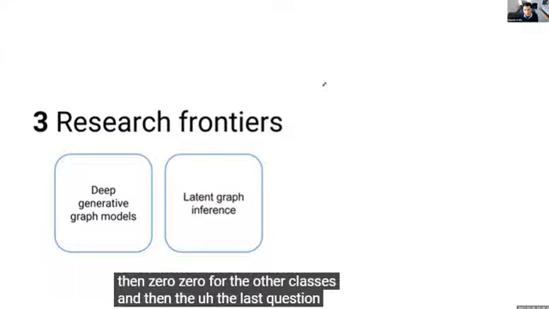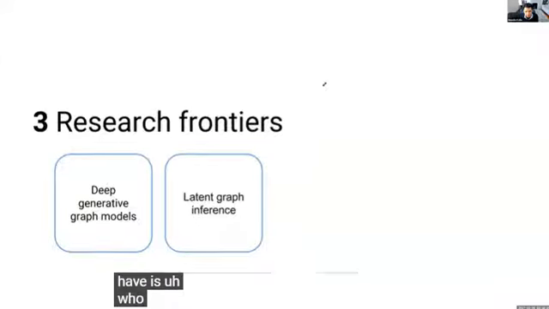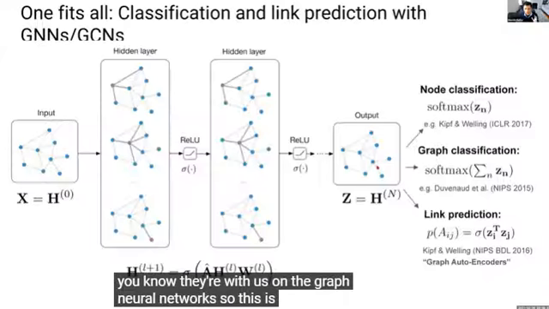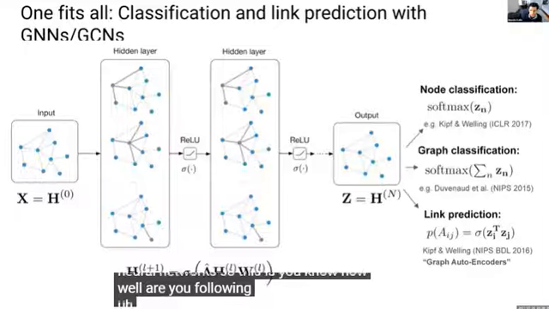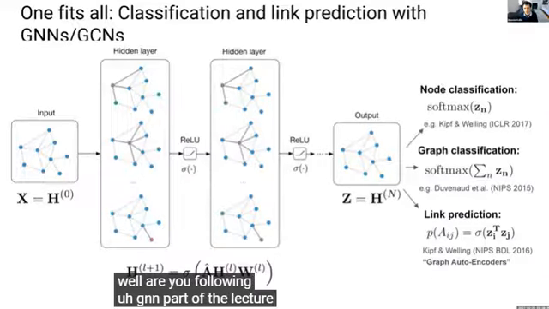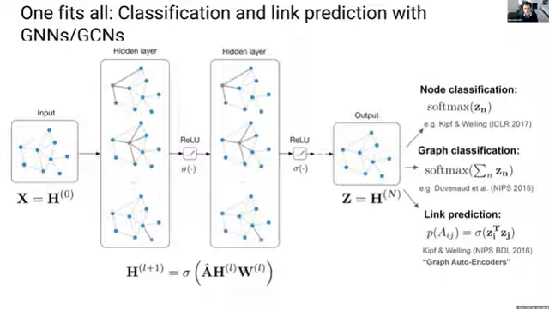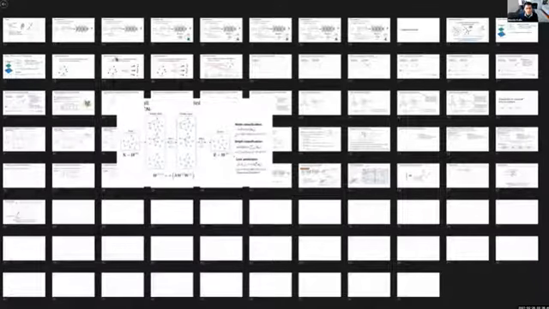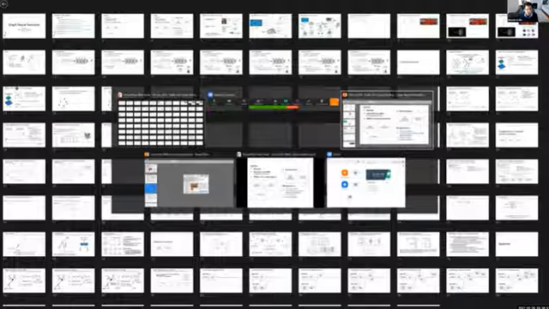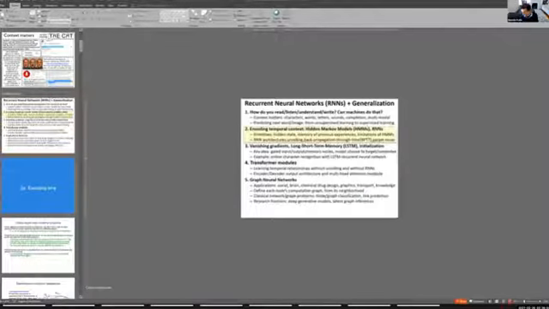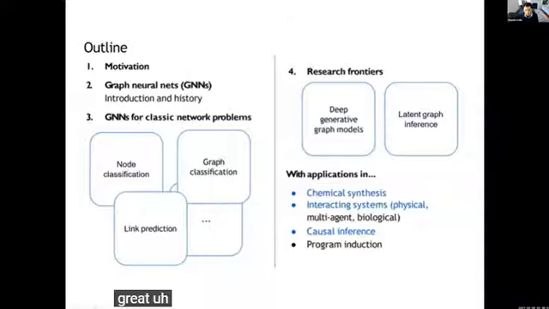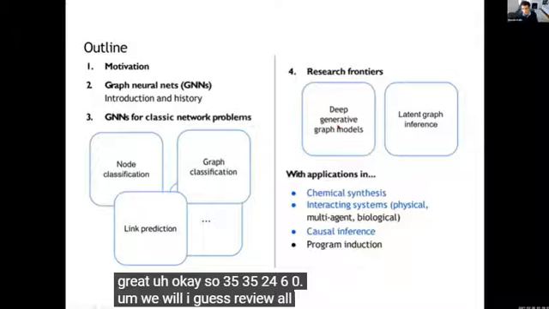And then the last question that I have is who feels that they're with us on the graph neural networks. So this is, how well are you following the GNN part of the lecture? Awesome. Great. Okay, so 35, 35, 24, 6. We will, I guess, review all these in recitation.